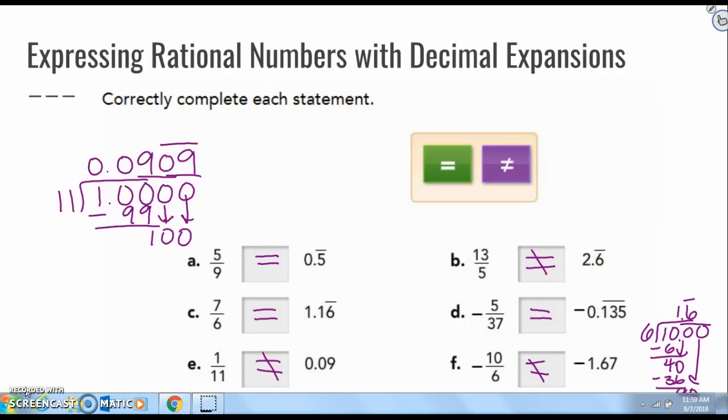Negative 1/6700ths is rounded. It also is a terminating decimal. Therefore, they are not equal.